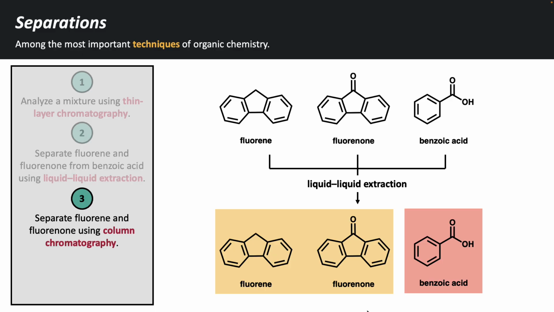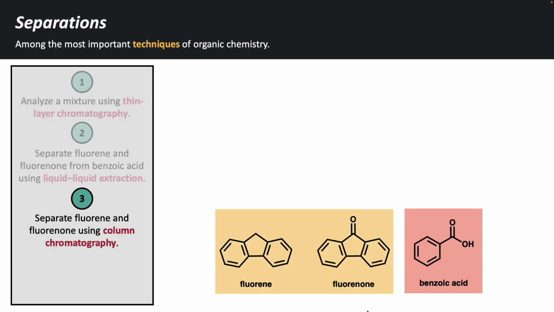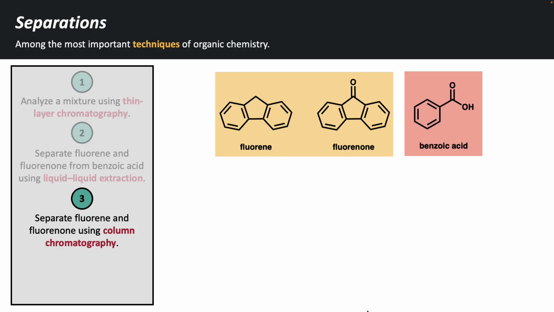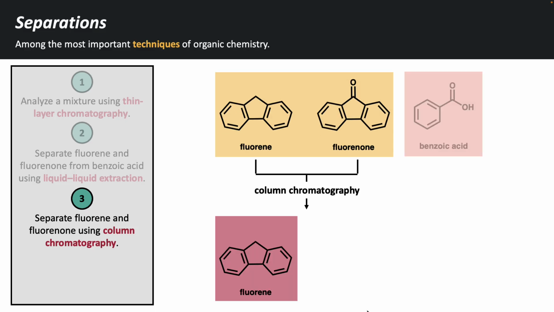In the third experiment of the semester, you'll take your first mixture, fluorene and fluorenone, and separate those from one another using column chromatography. At that point, you will have isolated fluorene. In other words, you will have pure fluorene in hand. And the same for fluorenone. So you will have 2 pure compounds arising from that initial 3-compound mixture.